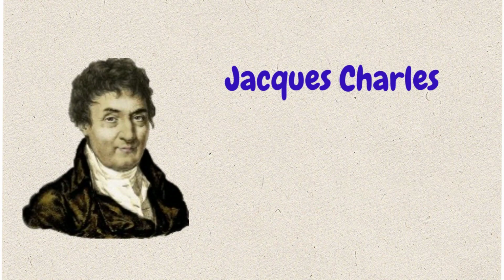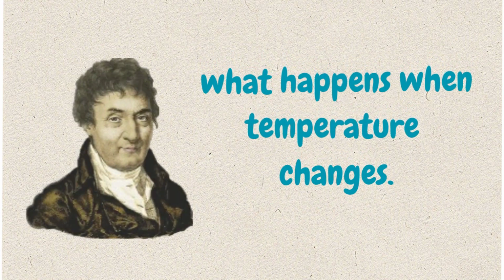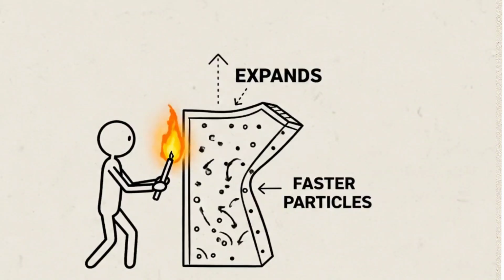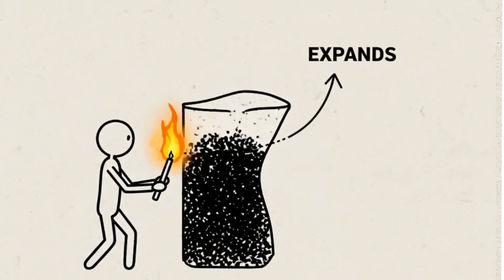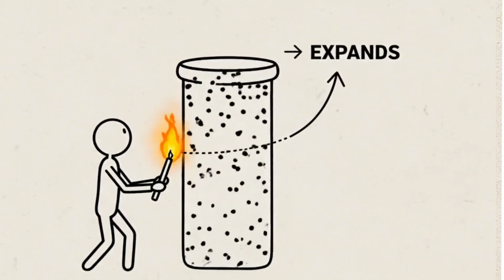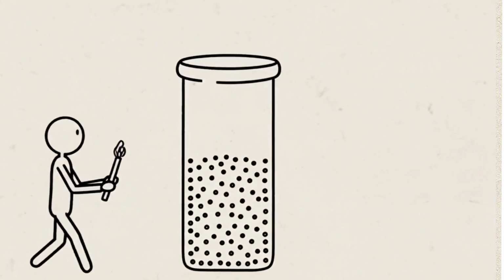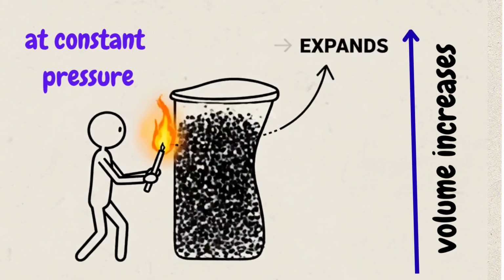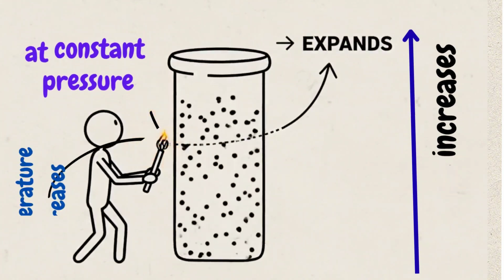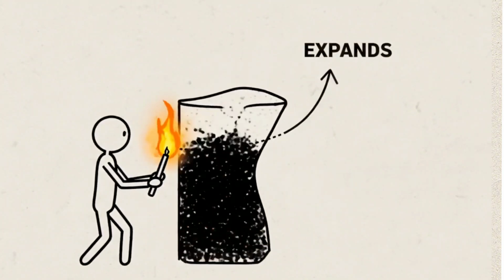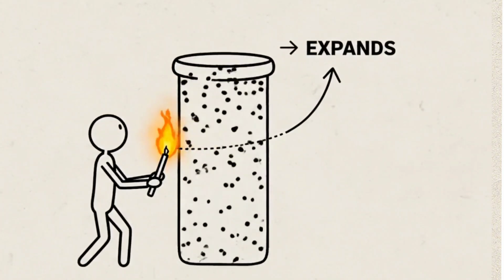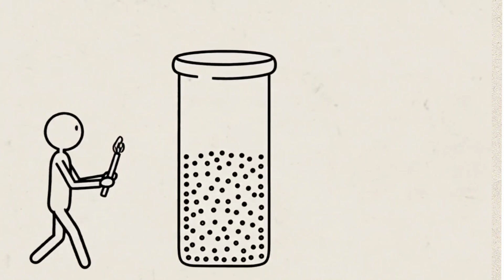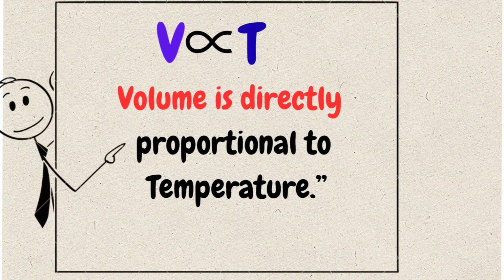Later, Jacques Charles studied what happens when temperature changes. He discovered that if pressure stays constant, the volume of a gas increases as temperature increases. This happens because hotter gas molecules move faster and push the container walls outward. In other words, volume is directly proportional to temperature.